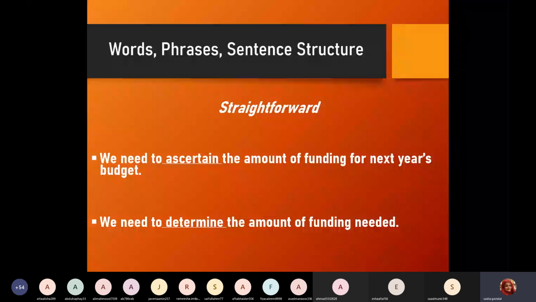Now notice in this sentence, we need to ascertain the amount of funding for next year's budget. Now this word ascertain, the other party might not know the meaning of this word. They might not understand the application of this word. So to keep things clear and to make sure that things are done quickly, it's better to use the word determine, which is an alternative of ascertain, but in easier language. The word ascertain can be used provided you know that you're writing to seniors and they already have that word bank. But if you're writing to juniors, it's important to use simple language.